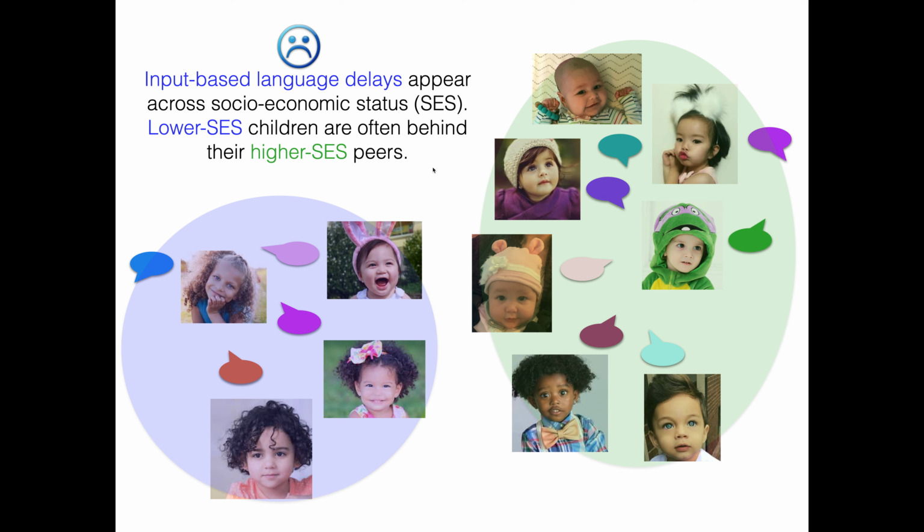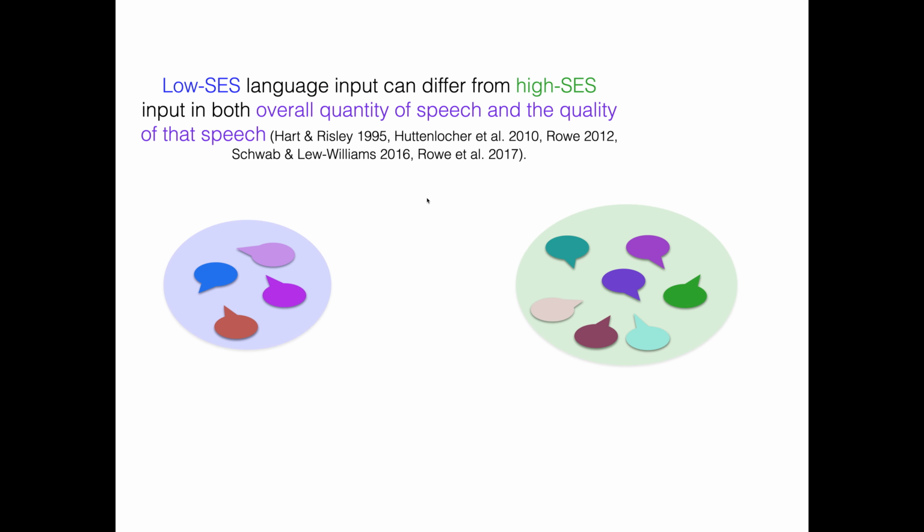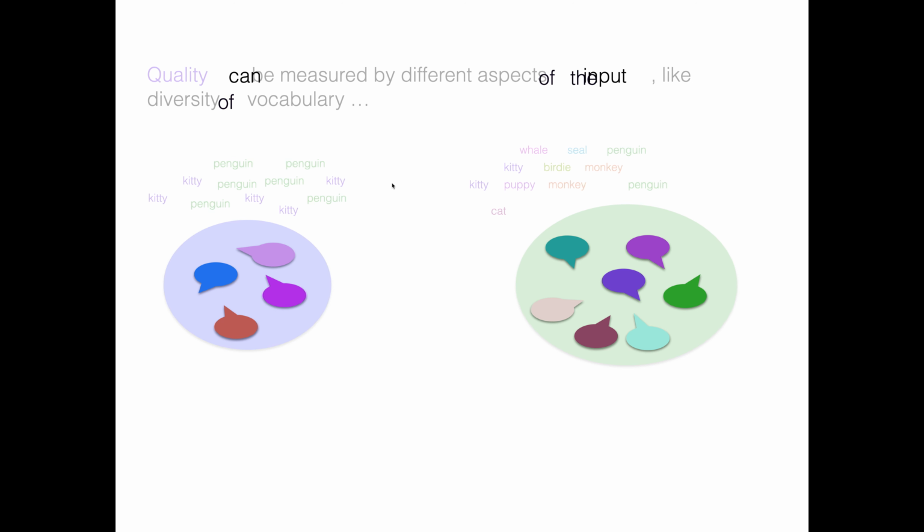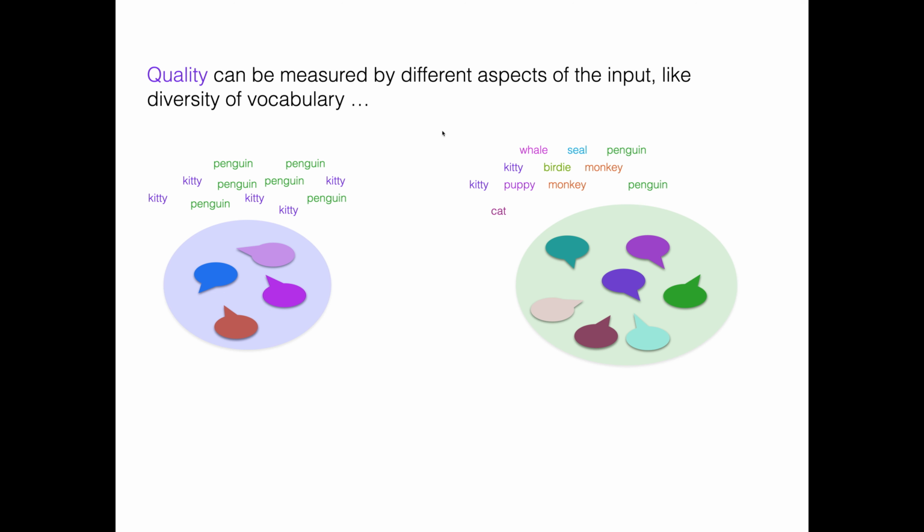One thing that we do know is there seem to be input-based delays across socioeconomic status, where lower SES, for socioeconomic status for short, children are often behind their higher SES peers when it comes to the development of different types of linguistic knowledge. And we know that there are lots of different ways that lower SES input can differ from higher SES input, in terms of both the overall quantity of speech or speech types and the quality of that speech, measured different ways. Zooming in on quality, there are just lots of different aspects of the input that you can look at, that you can measure.